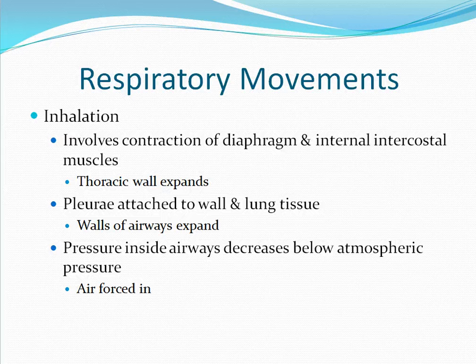The pleural membranes are also attached to the wall as well as to the lung tissue itself. So when the wall expands, it will pull on these membranes, which pull on the lung tissue. As a result, the airways within the lungs also expand. The results of both of these is that the pressure inside the airways will decrease below atmospheric pressure. Now there is very high pressure outside of the lungs and very low pressure inside the thoracic cavity. This will cause air to be forced inward. Gases like to move from an area of high pressure to an area of low pressure to try to balance.